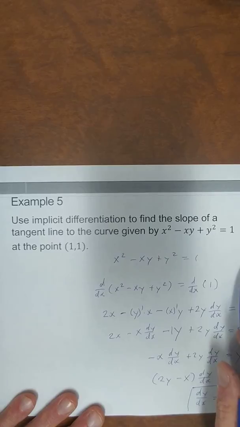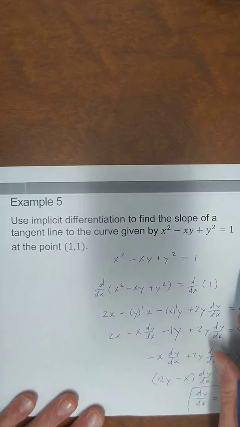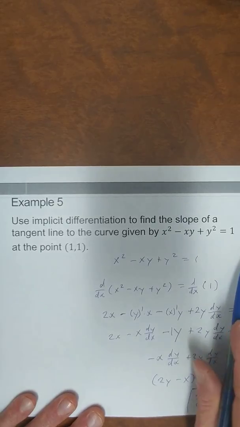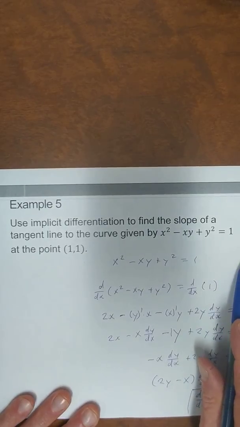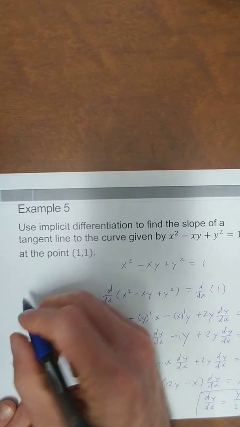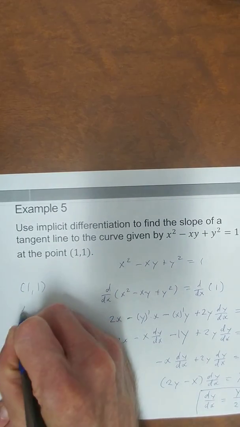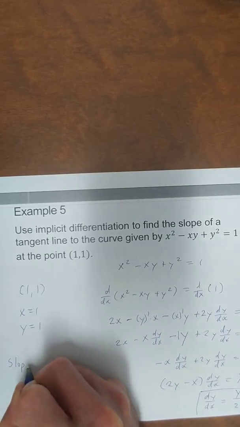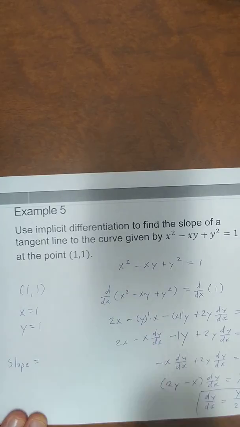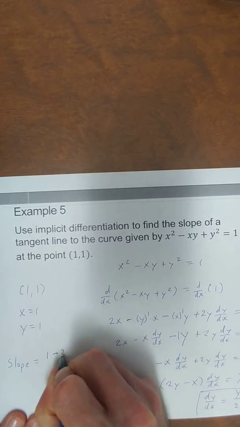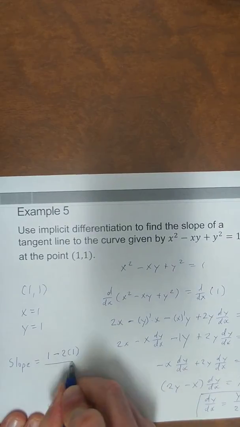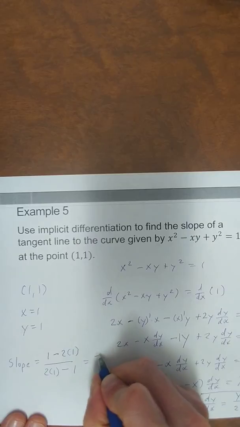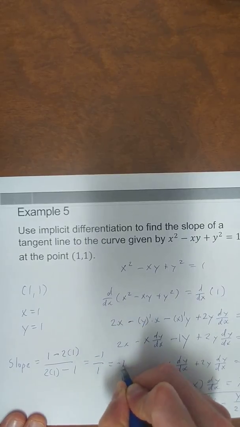And I have to use this derivative to find the slope. Well, recall with explicit functions what we did was we plugged in the x value because our functions were only of x. Now we have functions of x and y, so we'll plug in both the x value and the y value, which are both 1. So x is 1, y is 1. My slope will be 1 minus 2 times 1 over 2 times 1 minus 1. And that's negative 1 divided by 1, which is negative 1.